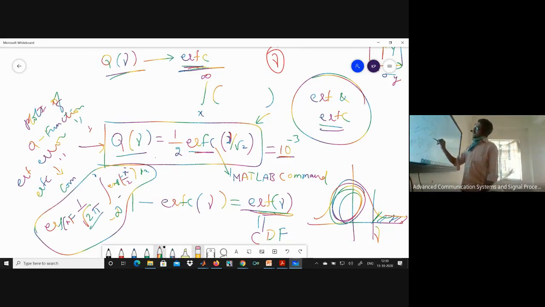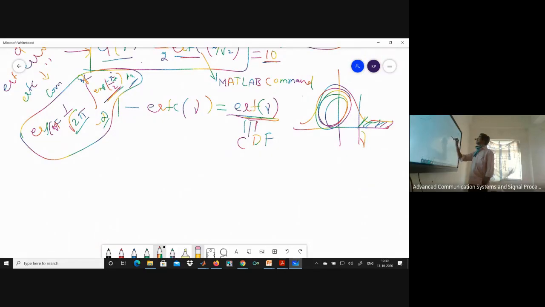If you try to look into this, this is a standard normal distribution with mean 0 and variance 1, and the integration has gone from minus infinity to x. If you want, I can put gamma here so that this will not get overlapped with this x. The x here is a dummy variable. So the error function is related to the CDF, the cumulative distribution function.